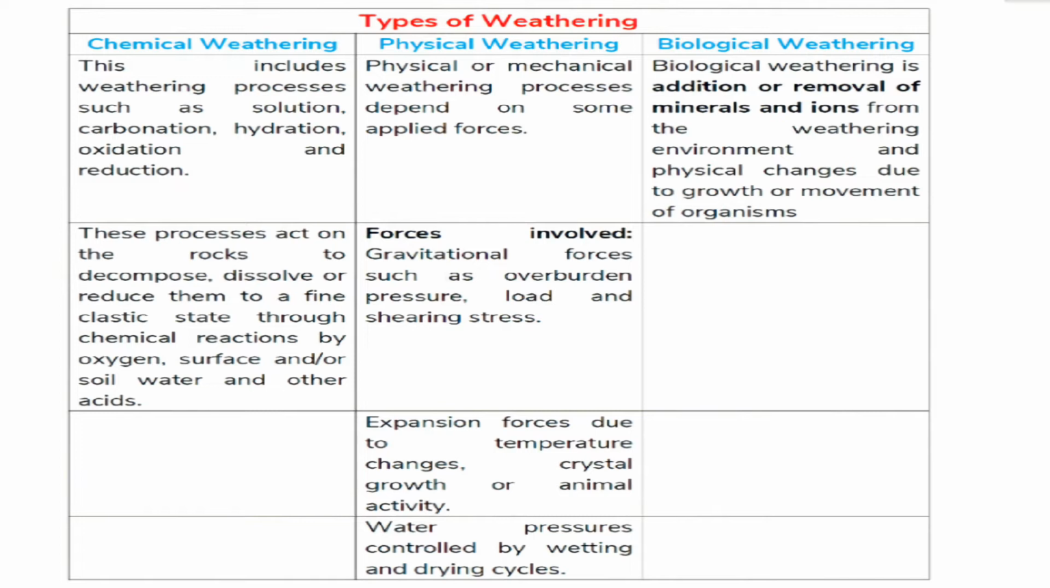Biological weathering. Biological weathering is addition or removal of minerals and ions from the weathering environment and physical changes due to growth or movement of organisms.